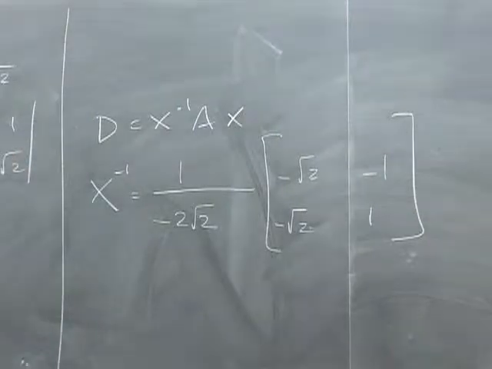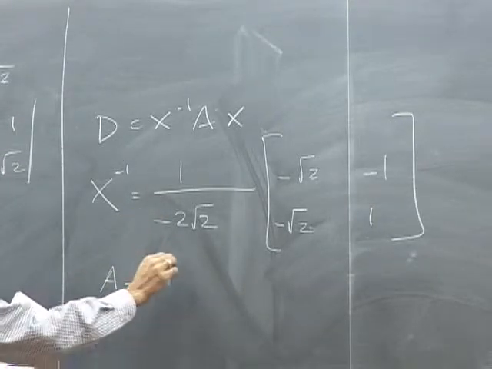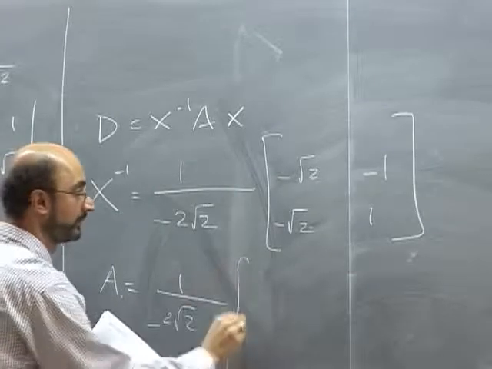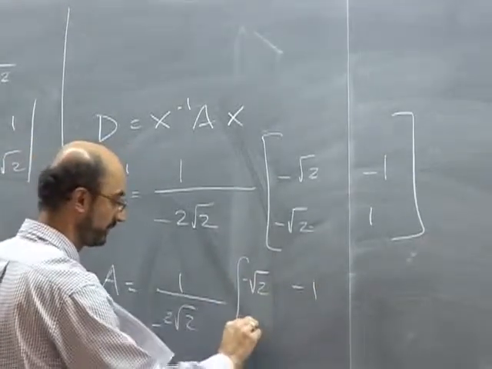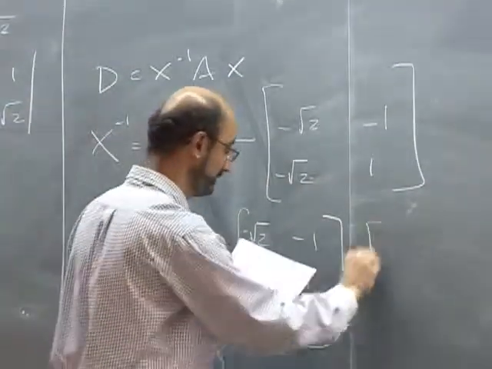So this value of X inverse, there is a formula in the book for how to compute the inverse of a 2 by 2 matrix that you can just plug away. But in general, you can find the inverse by computing the minors and so on and so forth. But let's just say this is what it is. So then D is given by this complicated expression, which is this X inverse, 1 over minus 2 square root 2, I'm just going to write it out, minus 1, minus square root 2, 1. That's X inverse. And then you have A.